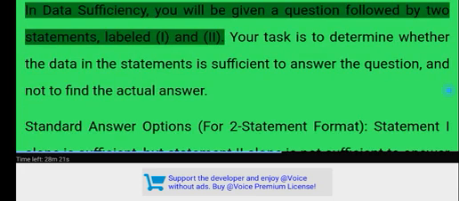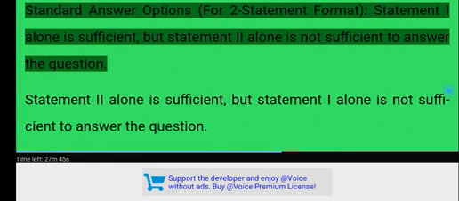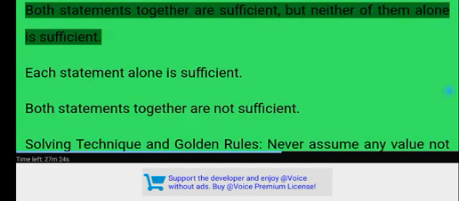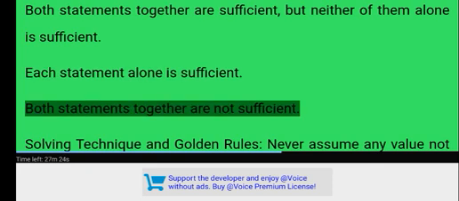In data sufficiency, you will be given a question followed by two statements, labeled 1 and 2. Your task is to determine whether the data in the statements is sufficient to answer the question, and not to find the actual answer. Standard answer options for two-statement format: Statement 1 alone is sufficient, but statement 2 alone is not sufficient to answer the question. Statement 2 alone is sufficient, but statement 1 alone is not sufficient to answer the question. Both statements together are sufficient, but neither of them alone is sufficient. Each statement alone is sufficient. Both statements together are not sufficient.